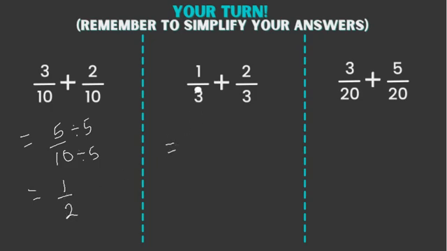This would give us 1 plus 2, 3. 3 over 3. Both of them can be divided by 3. 3 divided by 3, it's actually a whole. This is equal to 1 whole.